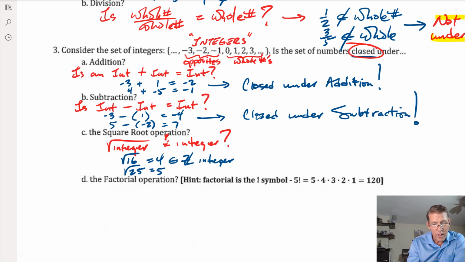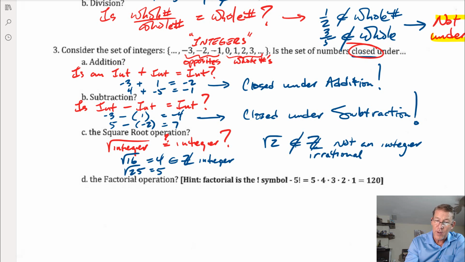So it seems like it might work, but if you square root 2, that is not an integer. Remember, if I slash the E, that means it's not an element of, which means it's not an integer. It's an irrational number. And even a negative, like if you square root -1, you get i. That's an imaginary unit. So there's a lot of counterexamples here.